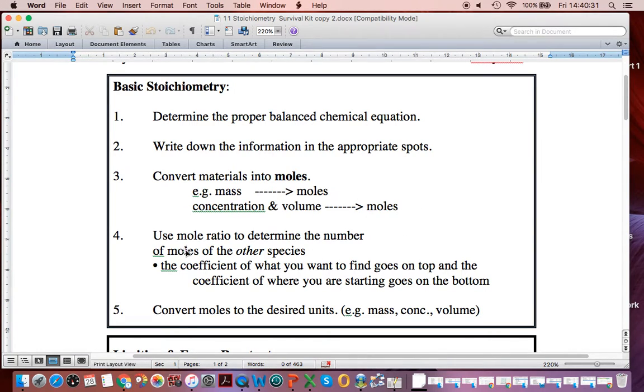Step 4 is the only time we use the coefficients. And that's when we're using a mole ratio to go from one material to another. Once we have the moles of the desired product or reactant, we convert that to the desired units, and we're done.